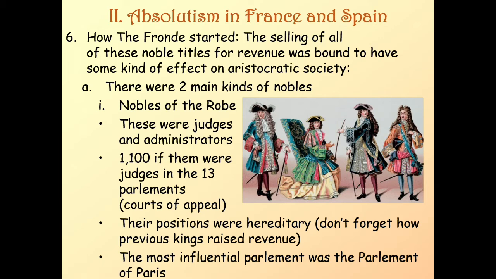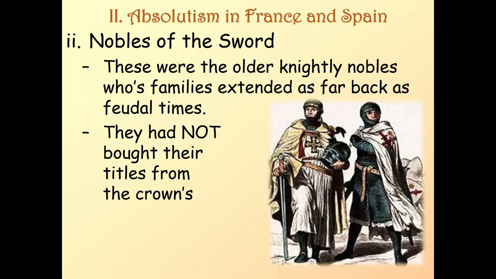There were about 1,100 of them in the various parlements, and these were courts of appeal. That's not parliament, that's parlement. Their positions were hereditary. Don't forget how previous kings raised revenue. And the most influential of all of these various parlements was the Parlement of Paris.